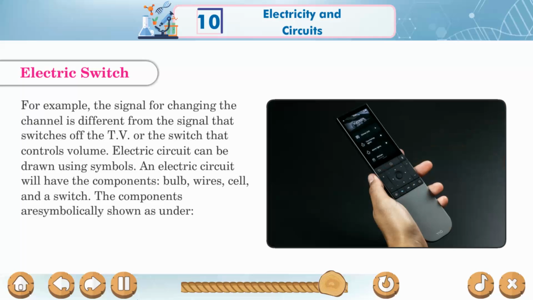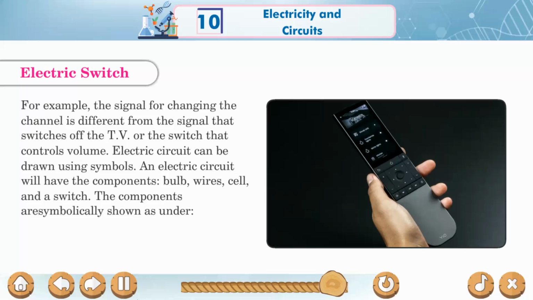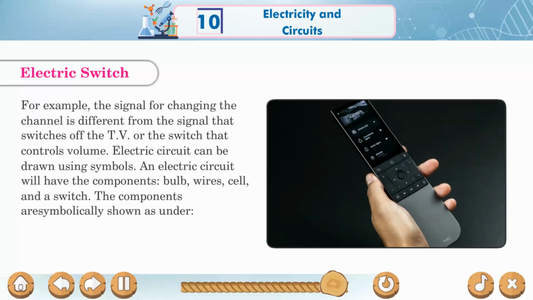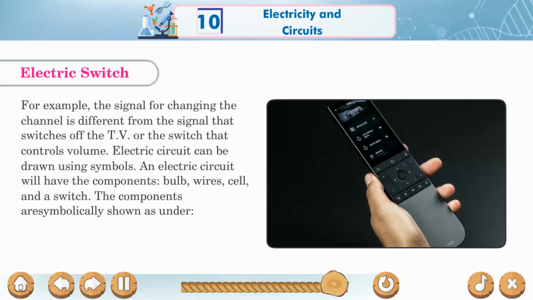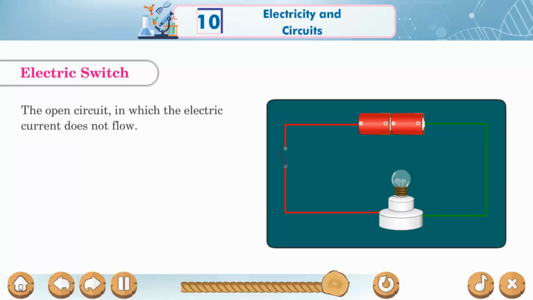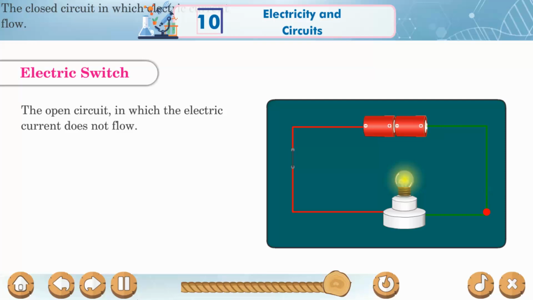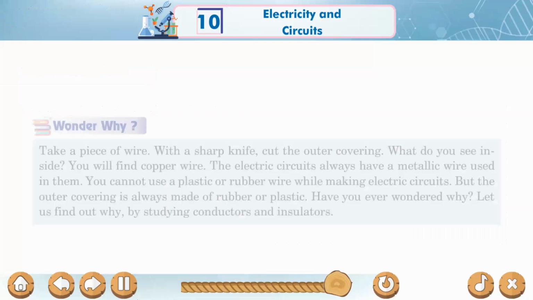An electric circuit will have the components: bulb, wire, cell and a switch. The components are symbolically shown as under. The open circuit, in which the electric current does not flow. The closed circuit, in which electric current flows.